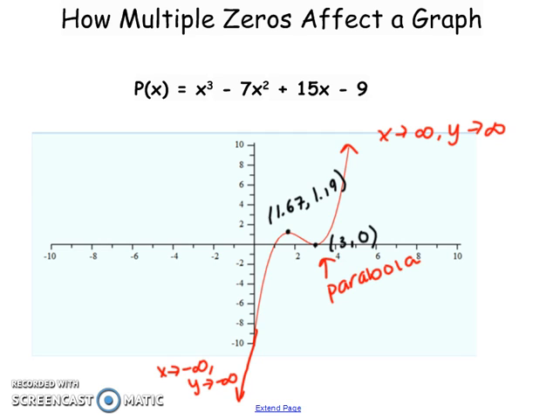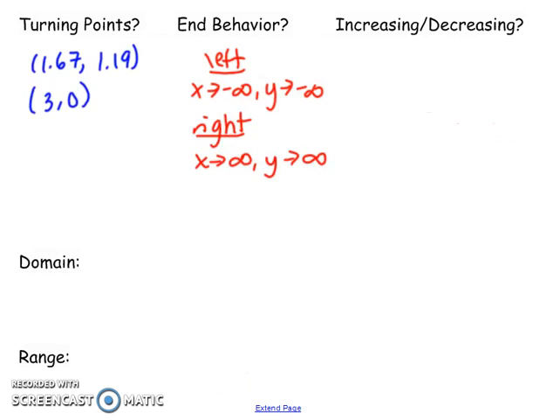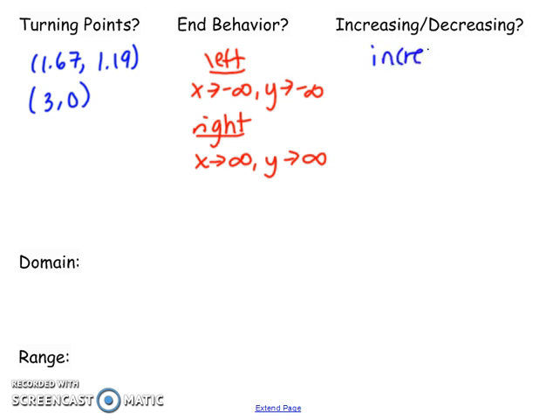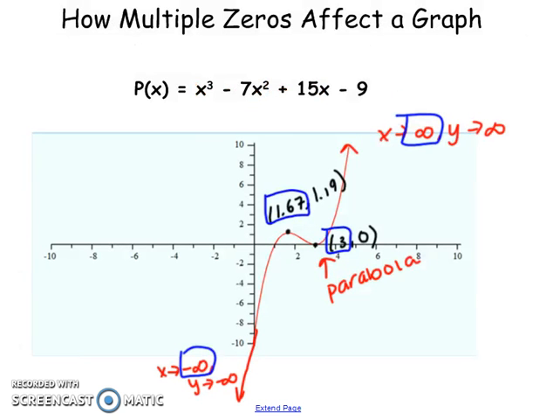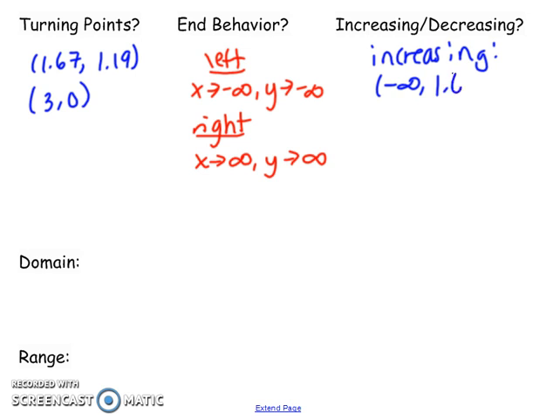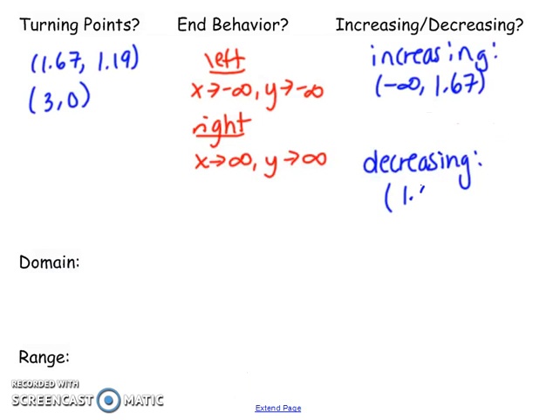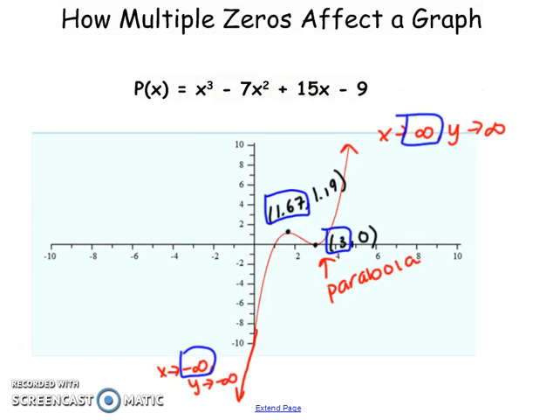Increasing and decreasing: remember we go left to right, and we look at our x values of the end behavior and the turning points only. So first thing I'm doing on this graph, I'm increasing. It's increasing from negative infinity to 1.67. Then it's decreasing from 1.67 to 3. And then it's increasing again from 3 to infinity.